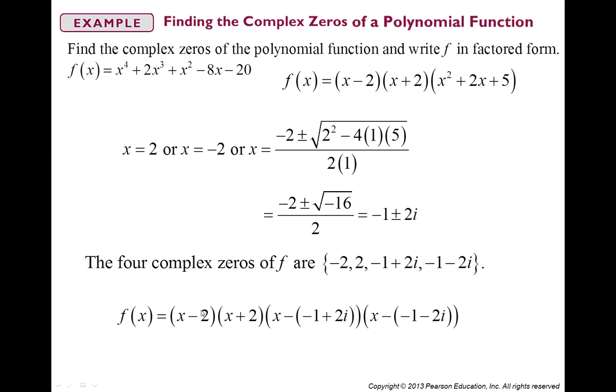All right, so if you write that as a polynomial, you get x minus 2, x plus 2, x minus (negative 1 plus 2i), and x minus (negative 1 minus 2i). And that's all she wrote.